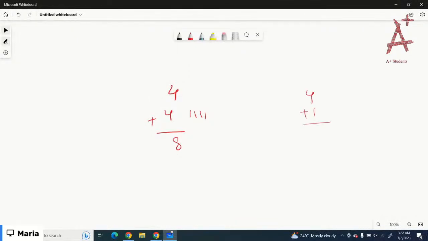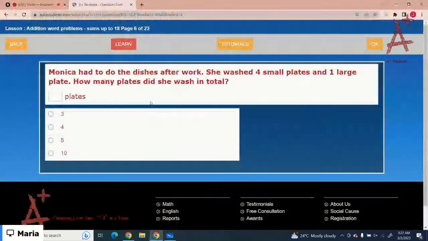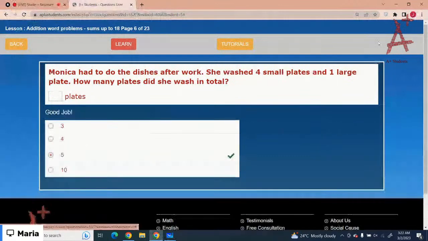Start with 4 and count up 1. So 4 plus 1 makes 5. Got it? That means the total dishes she washed is 5. 4 plus 1 makes 5. Got it?